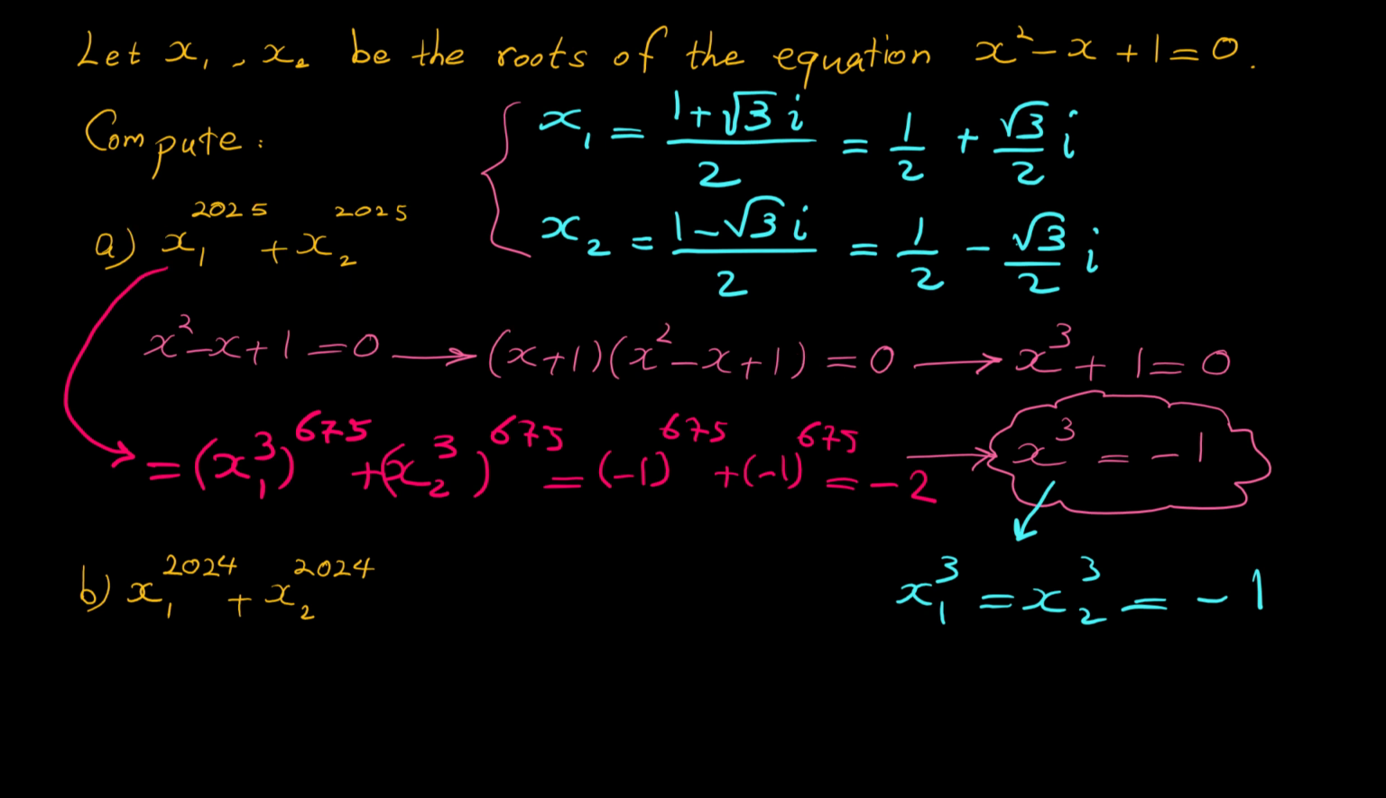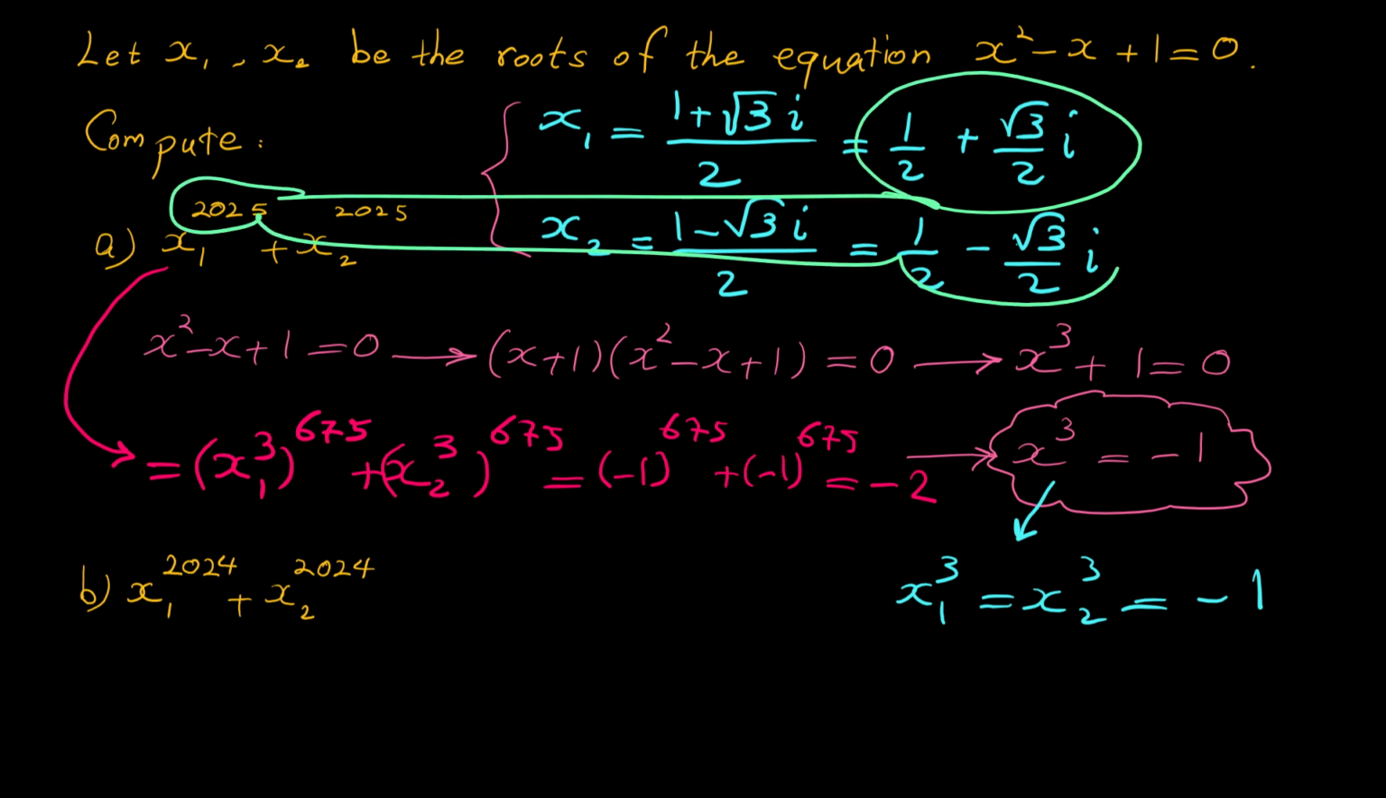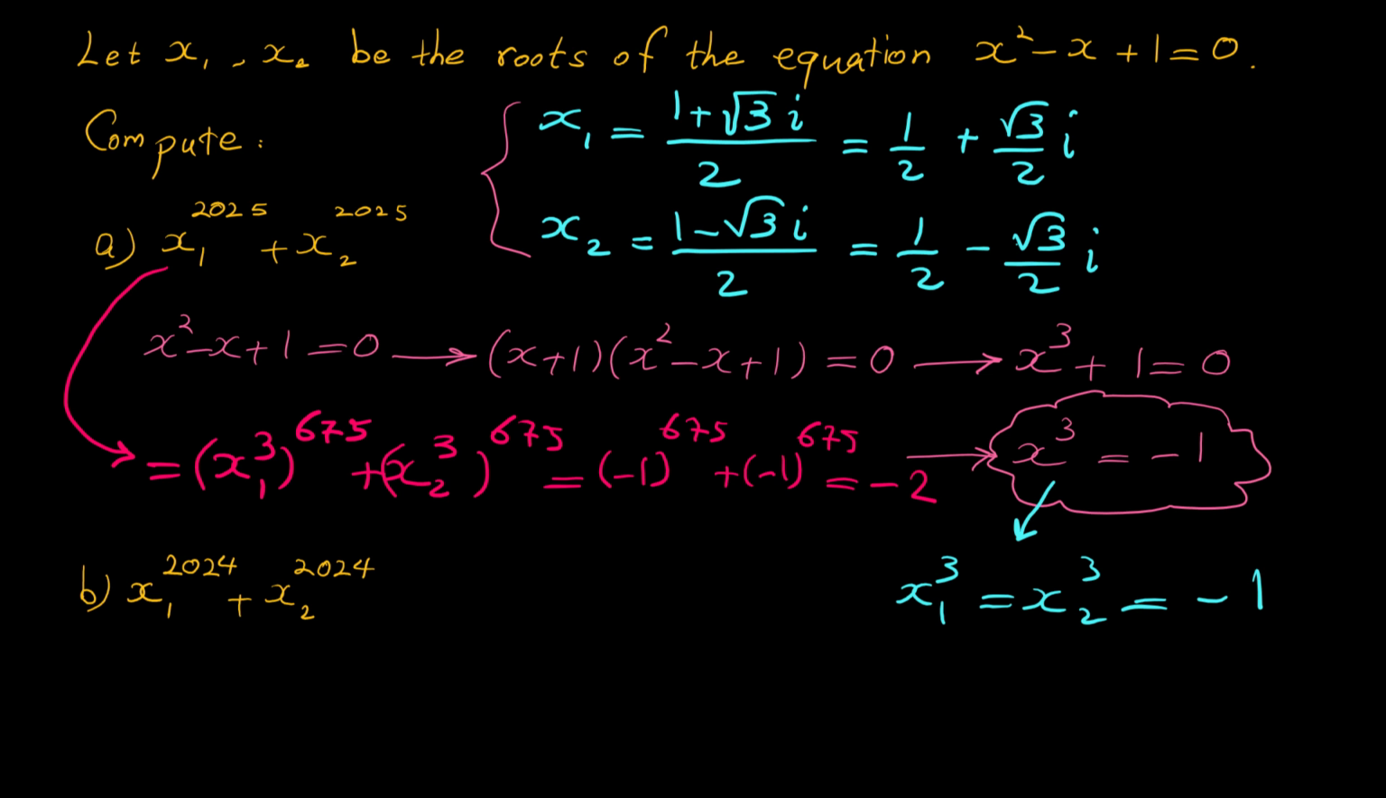And of course, this is a better way than raising this to this power and raising this to this power. But what about x1 to the power of 2024 plus x2 to the power of 2024? What about this? For calculating this, the problem that we have here is that 2024 is not like 2025, which is a multiple of 3.